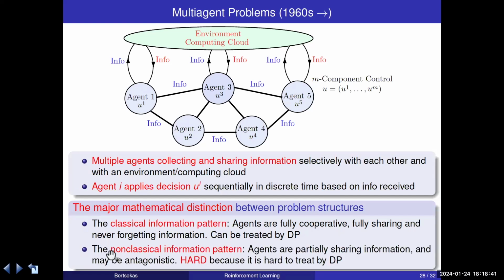The other possibility is to have a non-classical information pattern where the agents are only partially sharing information, so they act without common information, and they may also be antagonistic. They may have different objectives. Now, this is a very hard class of problems. And the reason is that it cannot be treated by dynamic programming.